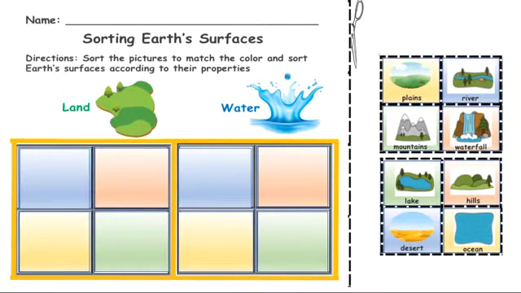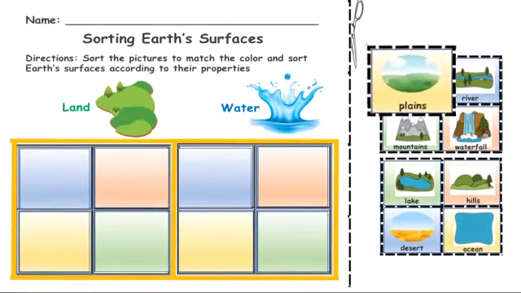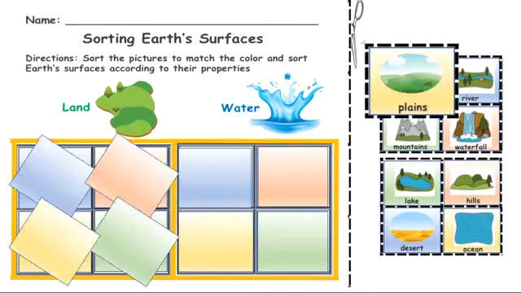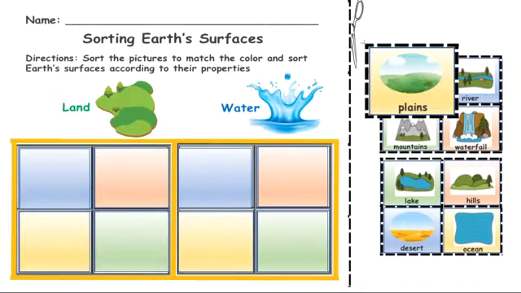You can help me with a sorting activity now of Earth's surfaces. Let's start off by looking at the plains. The plains are flat surfaces on the Earth. Do you think they are land or water? That's right, plains are land surfaces. And looking at that picture of that box, which color should I choose over here? That's right, I'm going to match yellow to yellow.